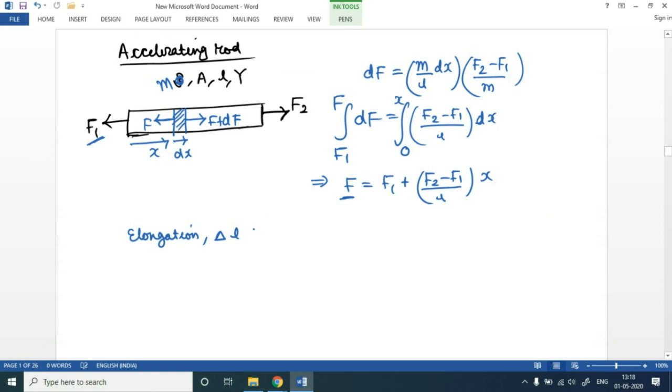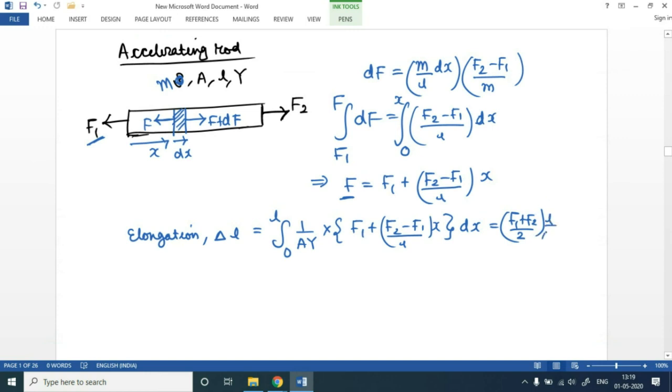So once we have got the force profile, finding out the elongation delta L will simply be equal to the integral of sigma upon Y into dx. So let's directly write that. From 0 to L we have to integrate, and that would be 1 by AY multiplied with the force, which we already have as f1 plus (f2 minus f1) upon L into x, into dx. So this will simply give us (f1 plus f2) by 2 into L upon AY, and if you look closely, this is nothing but the average force. So you can say F average into L upon AY simply.